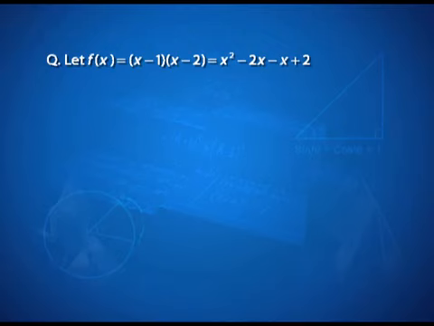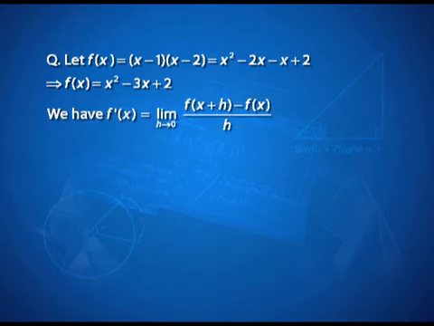Now, problem number 2, find the derivative of the function f of x using first principle. f of x is equal to (x minus 1) into (x minus 2), that can be written as x square minus 2x minus x plus 2. That implies f of x is equal to x square minus 3x plus 2.